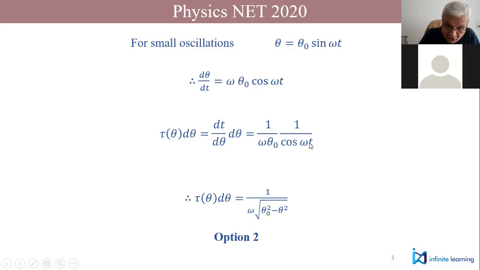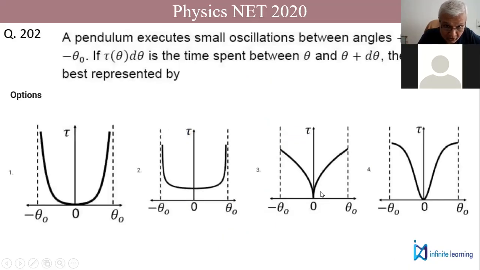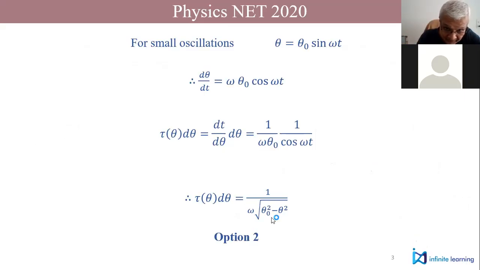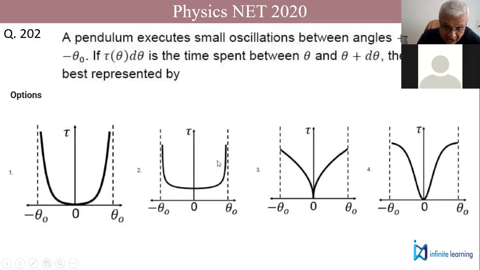So theta 0 cos omega t will be the square root of this. So now my tau theta goes as 1 upon square root of theta 0 square minus theta square. Right? Remember, square root of theta 0 square minus theta square. So at theta equal to theta 0, it becomes infinite. Can you see what I'm saying? At theta equal to theta 0, it becomes infinite.